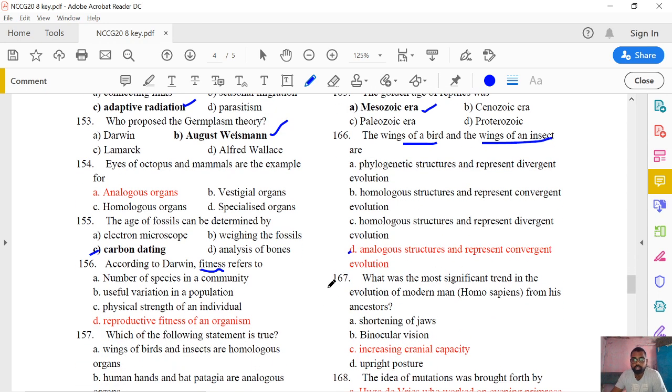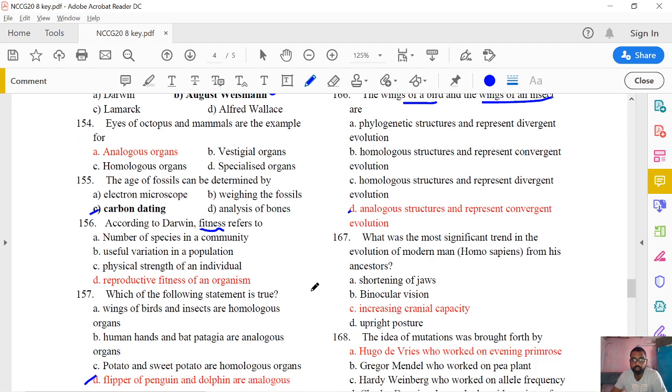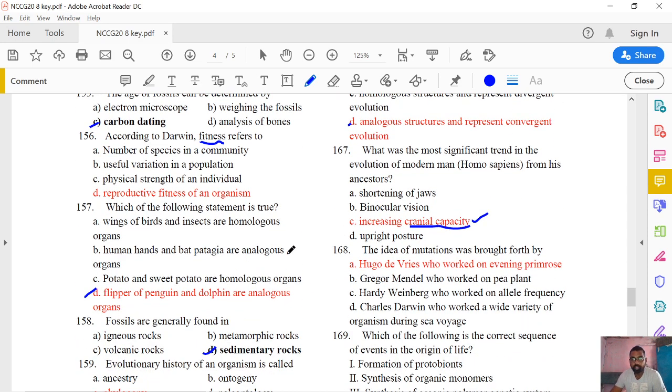What was the most significant trend in the evolution of modern man from his ancestors? So, cranial capacity increase is one of the very important trends that we can see. The idea of mutations was proposed by Hugo de Vries, and he conducted experiments on evening primrose, the scientific name of which is Oenothera lamarckiana.